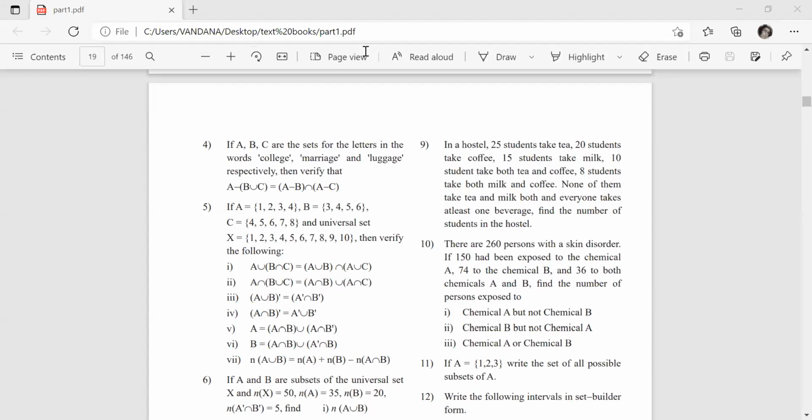11th. If A is a set having elements 1, 2, 3, write the set of all possible subsets of A. This is nothing but the power set. If A is a set having elements 1, 2, 3, what are all possible subsets?